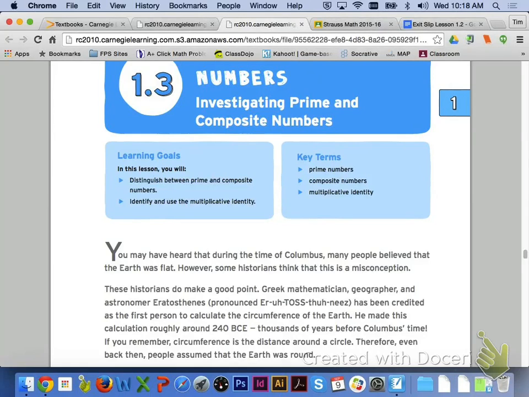Greek mathematician, geographer, and astronomer Eratosthenes has been credited as the first person to calculate the circumference of the earth. He made this calculation roughly around 240 BC, thousands of years before Columbus's time. If you remember, circumference is the distance around a circle. Therefore, even back then, people assumed that the earth was round.